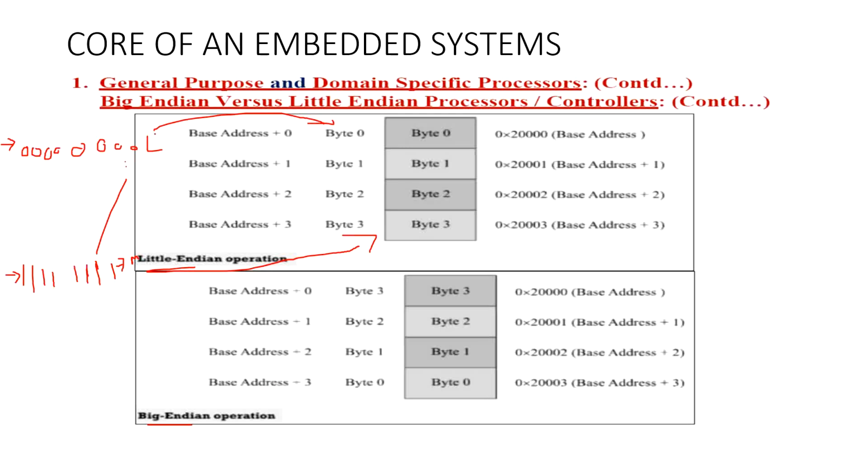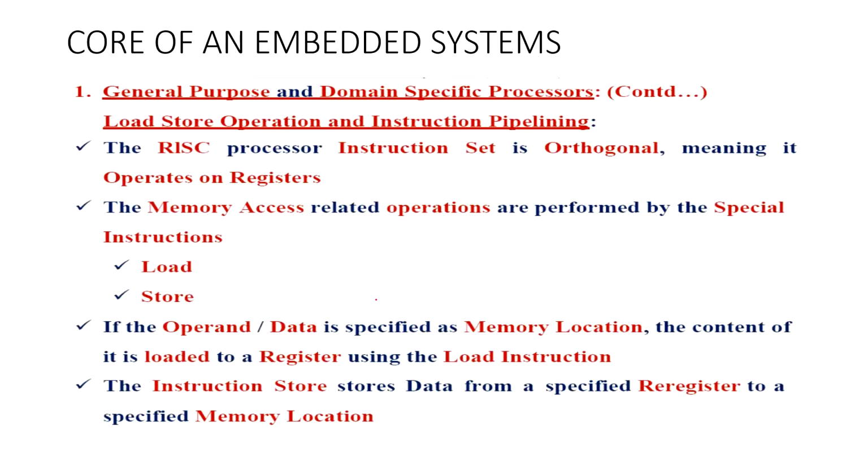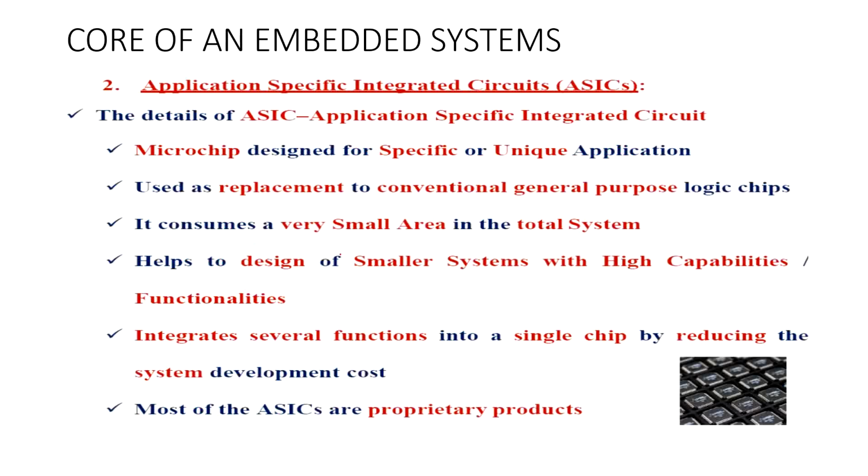If the reverse happens, that means the lower byte gets stored in a higher address memory, and the higher byte gets stored in the lower address, then it is called what? Big endian, right? Then we are having two purposes. One is the load store operation. These are normally related to memory access. Load is used to take the data from the memory, and store is used for putting the data into the memory.